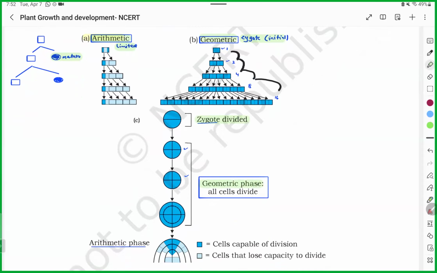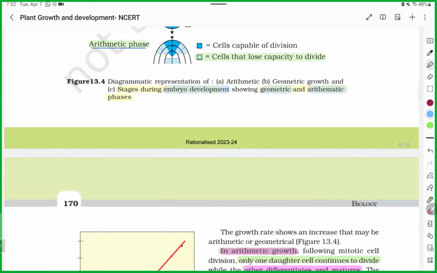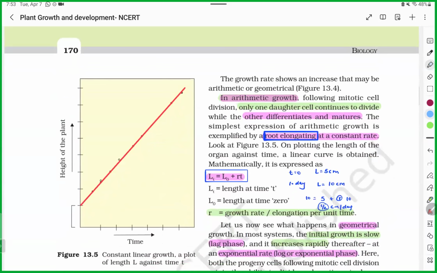Initial growth is the geometric phase. All cells divide. बाद में later on the arithmetic phase will also come. Correct? Said that lose the capacity of division and dark color is divided. Remember, in case of embryo development, we have both growths, geometric plus arithmetic. Correct? Next. Growth rate shows an increase that may be arithmetic or geometric.